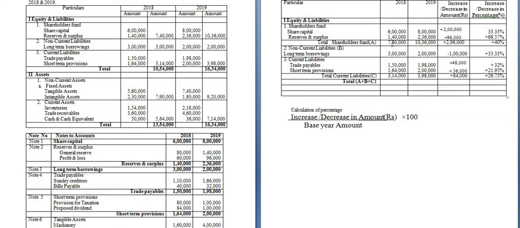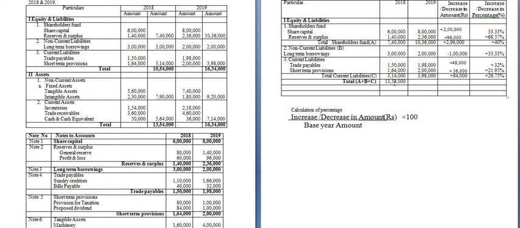A is 7,40,000, B is 3 lakh and C is 3,14,000. So total is 13,54,000.